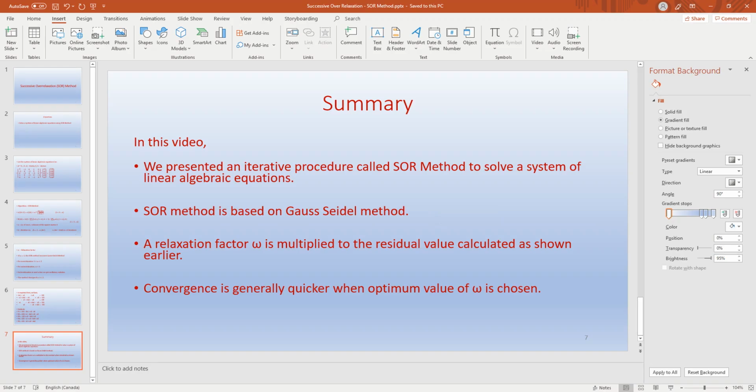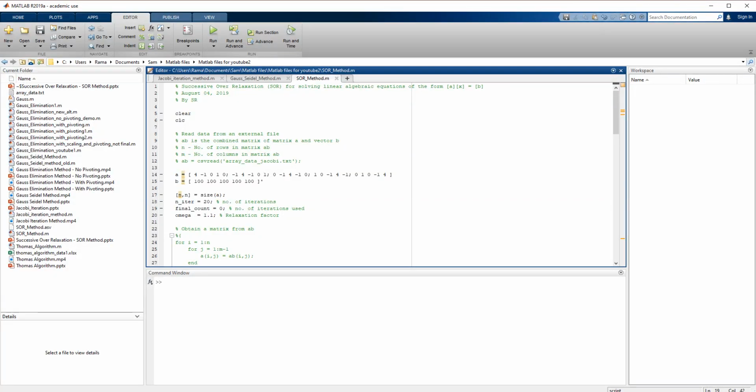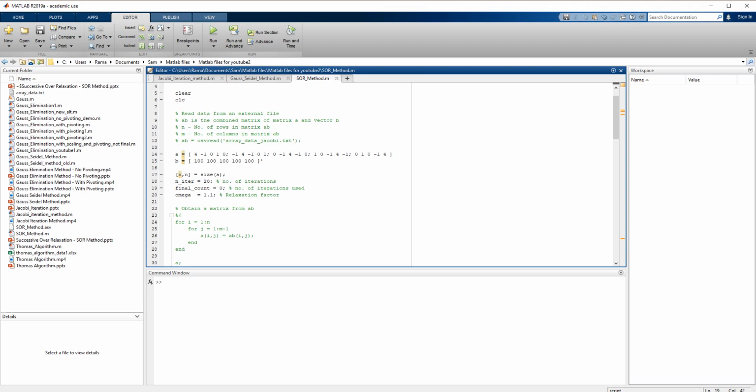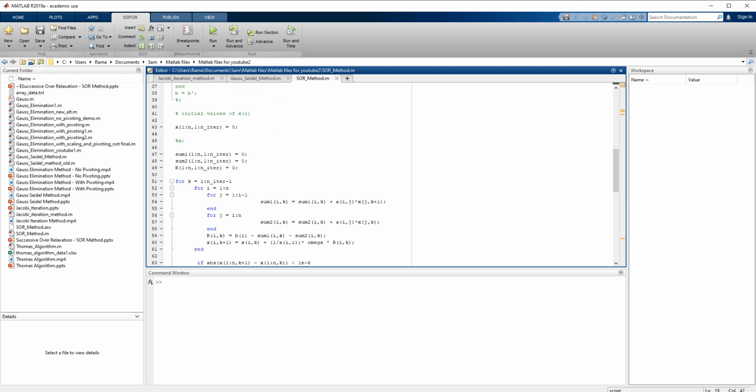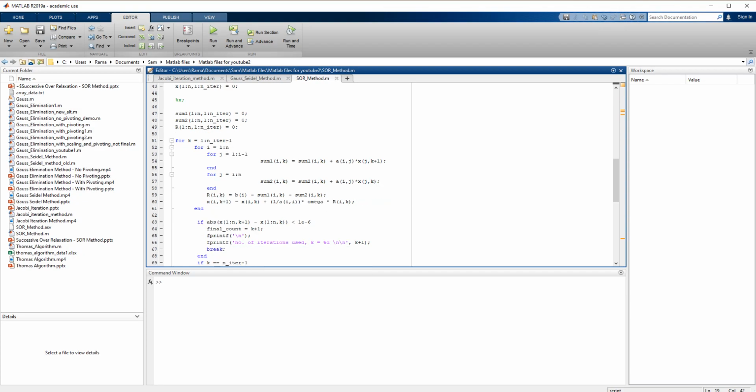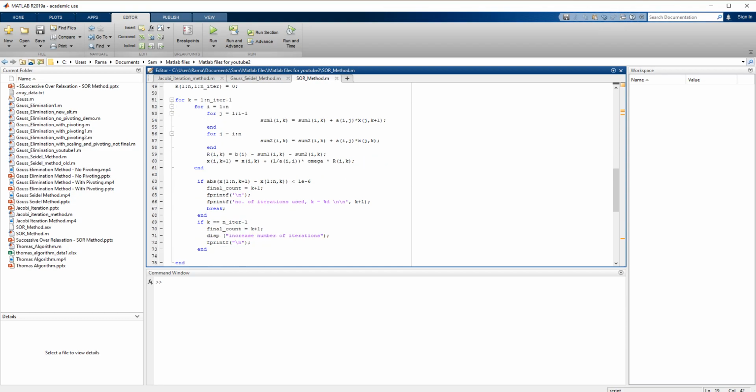Now let's go back to MATLAB and try to solve this problem. The A matrix is given here and the B vector is given here. n represents the number of columns or rows. The total number of iterations is set to 20 as before. And we picked an omega value of 1.1, which is between 1 and 2. So we are using an over relaxation factor. The algorithm is the same, except that we multiply this omega factor, the 1.1 we assumed, to the residual R.